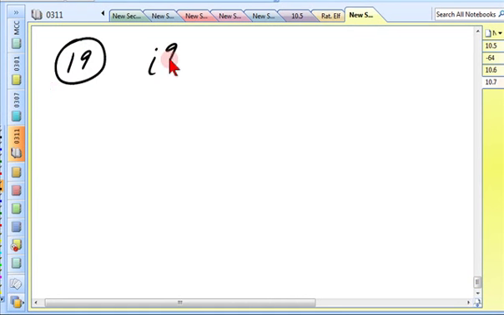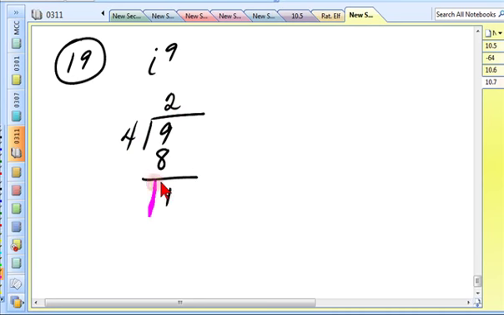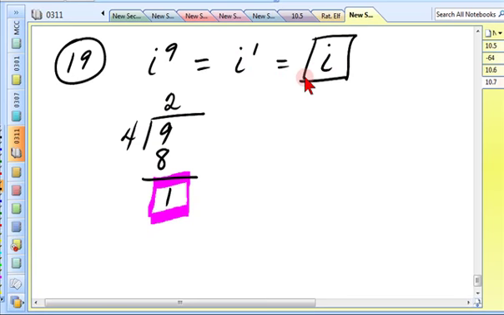All right, I to the 9th power. If it's a small power, maybe it's worth it to go 1, 2, 3, 4, and so on. But showing you the shortcut again, what do you divide by? 4. It's going to go in there twice for 8. Subtract, for 1. That's the only thing I care about. I to the 9th is the same as I to the 1st, which is I. Is that okay?